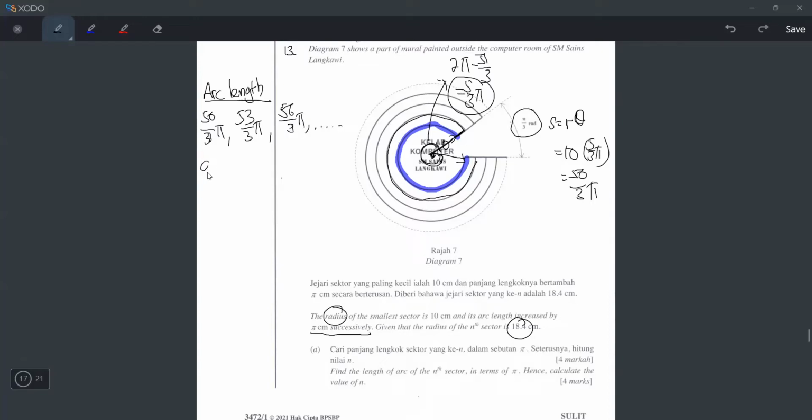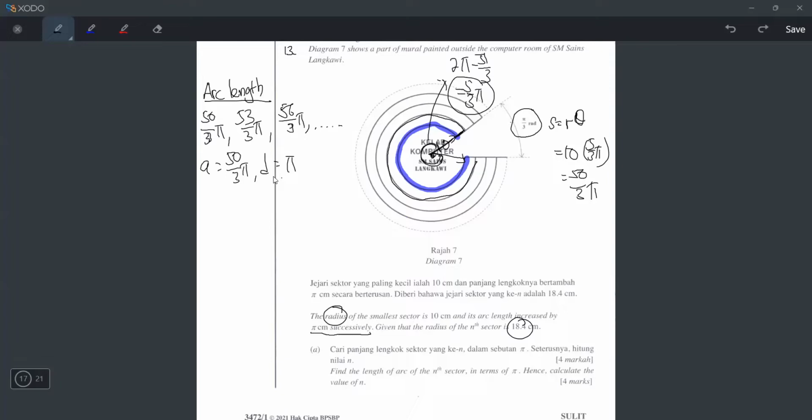Okay, so the a is 50 over 3 pi, and then this is an arithmetic progression, because every time you plus pi, plus pi, plus pi. So it's an arithmetic progression and the d is pi, because every time you plus pi. If you're not sure, you just take this one minus this one. You will really get pi. If you try it, you get pi.